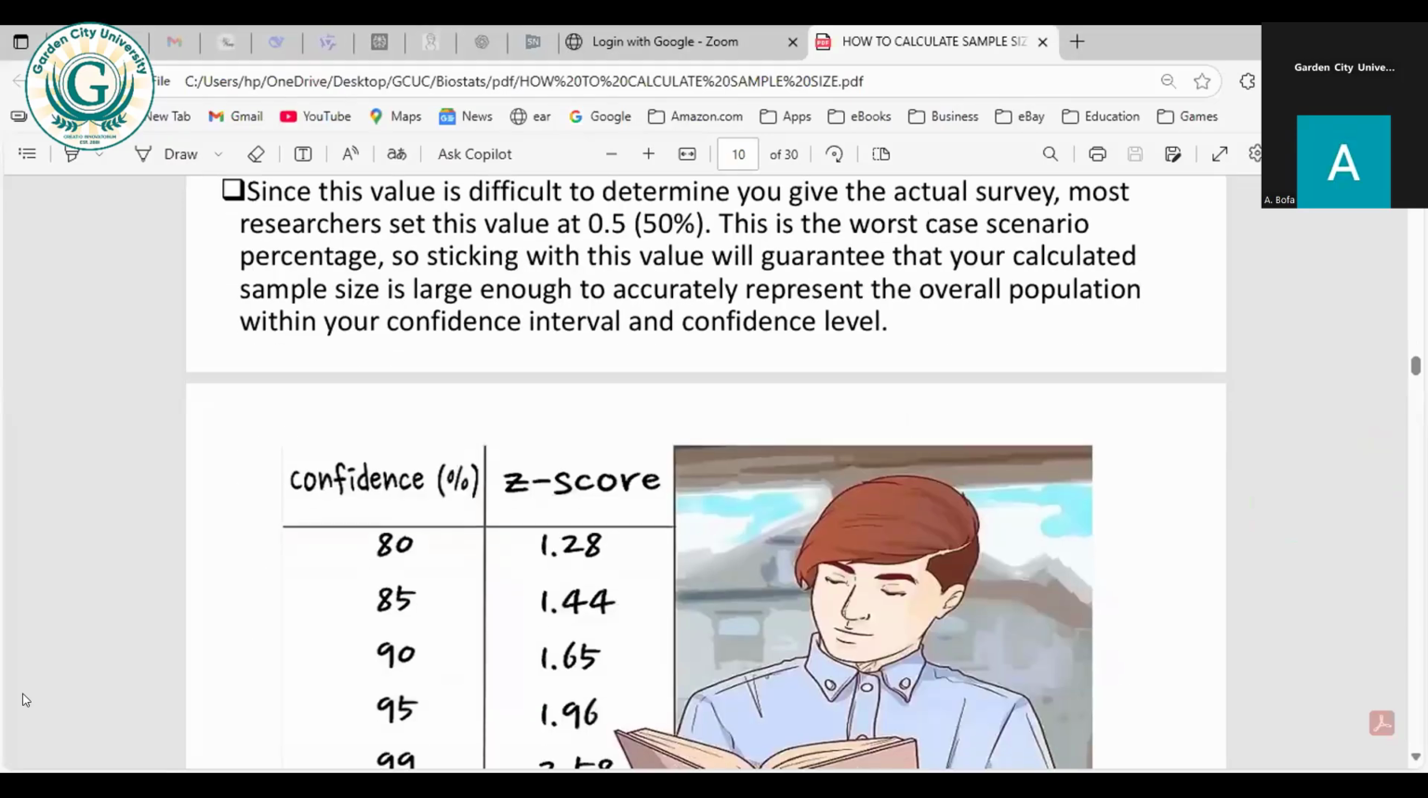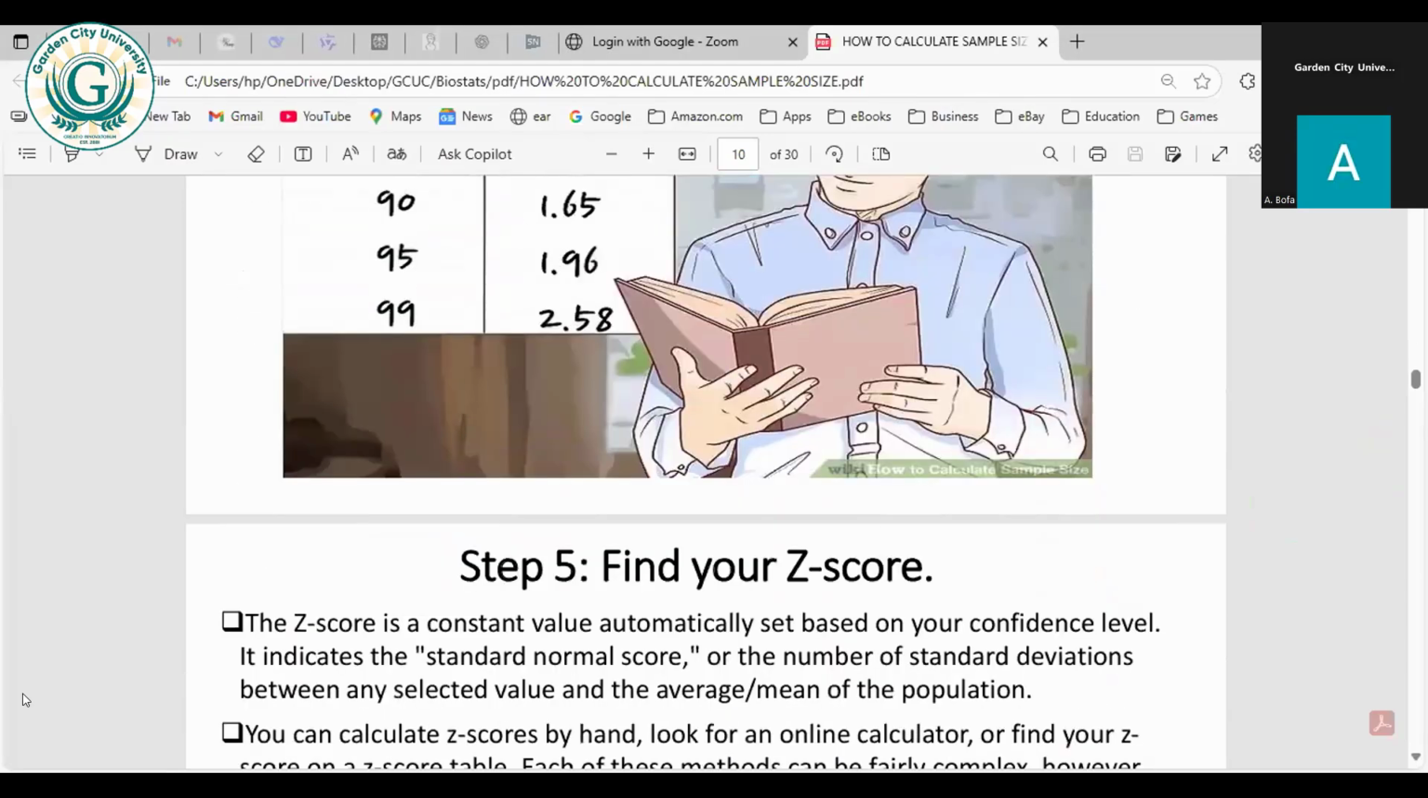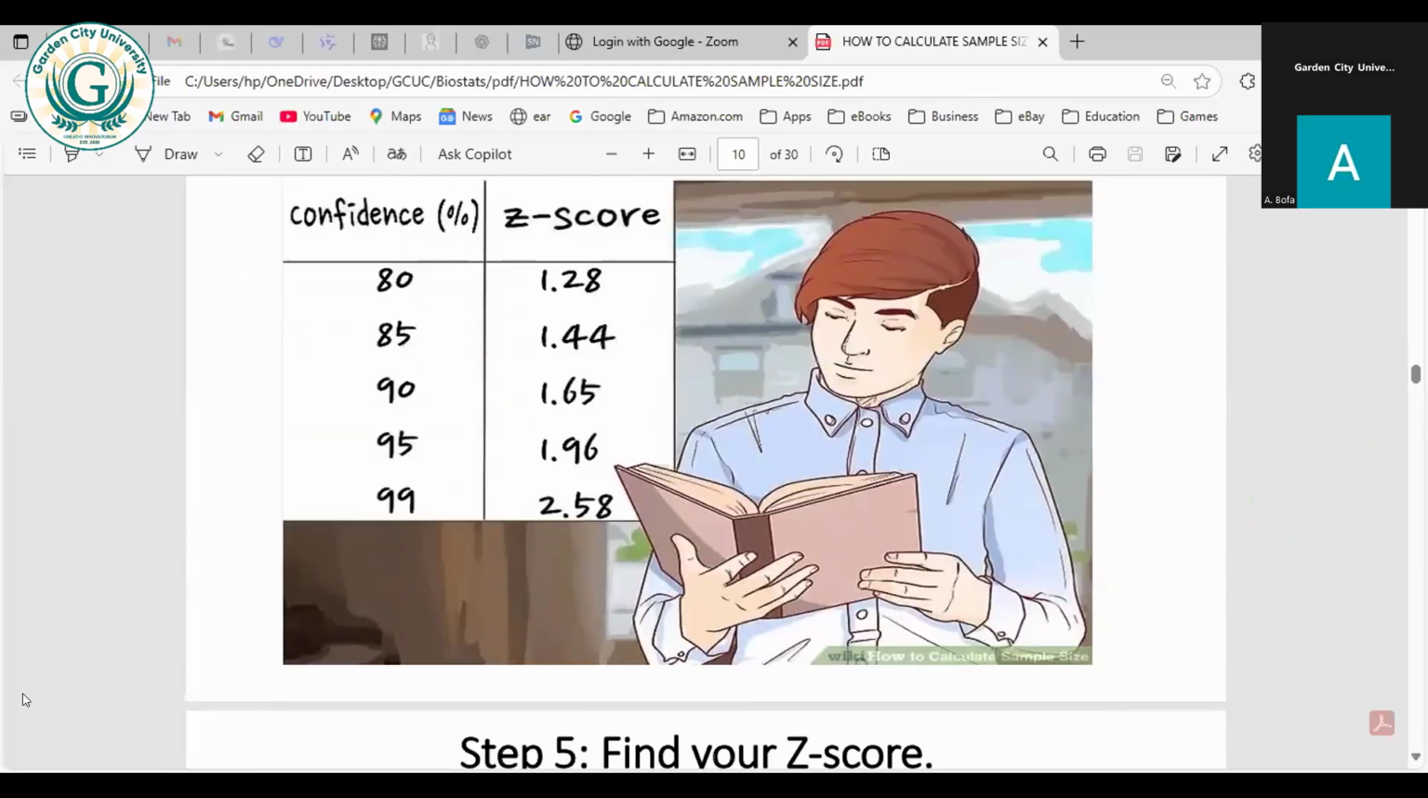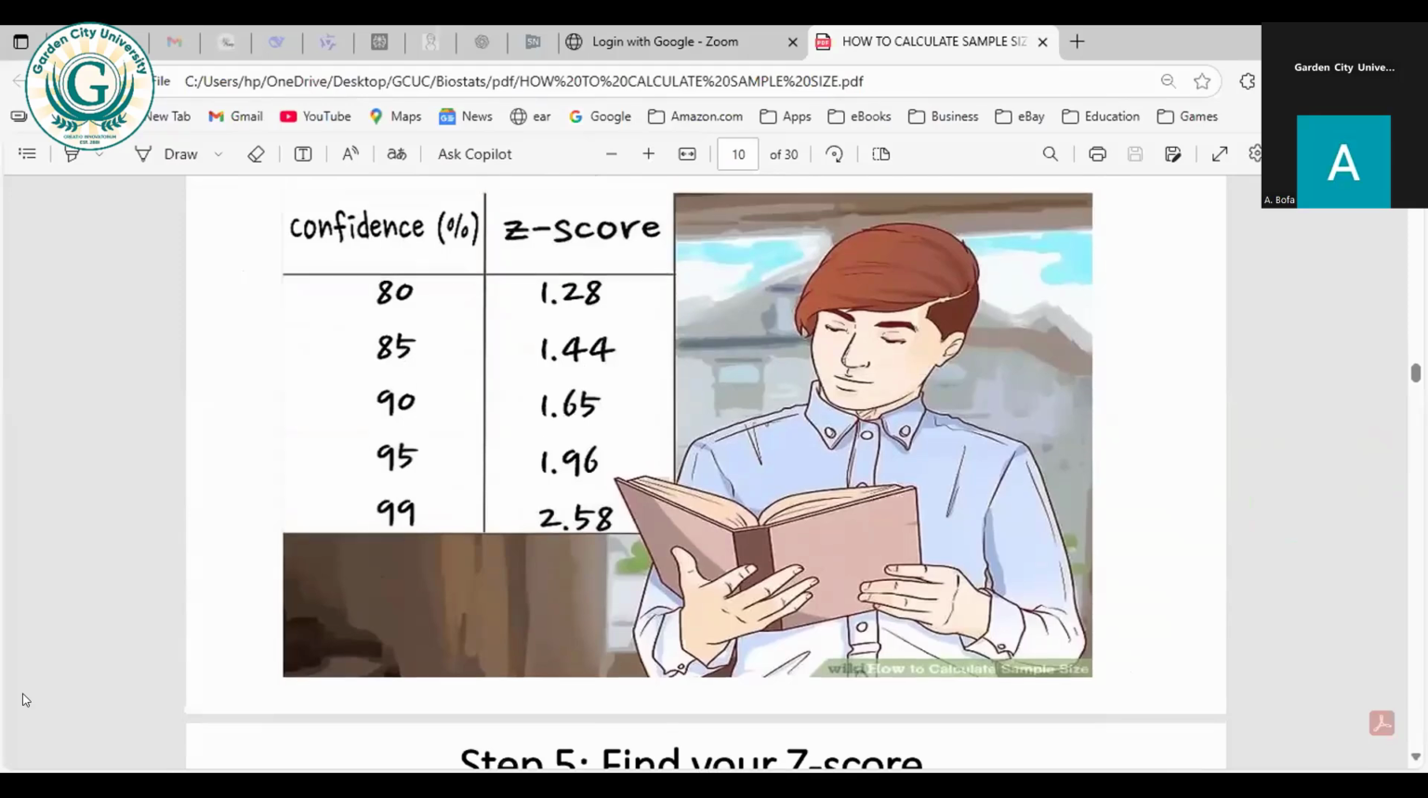I think the last thing that you need is what we refer to as the Z-score. But the Z-score is always, and always, please keep in mind, associated with your confidence level. The moment you settle on your confidence level, then that confidence level will call for its respective Z-score.